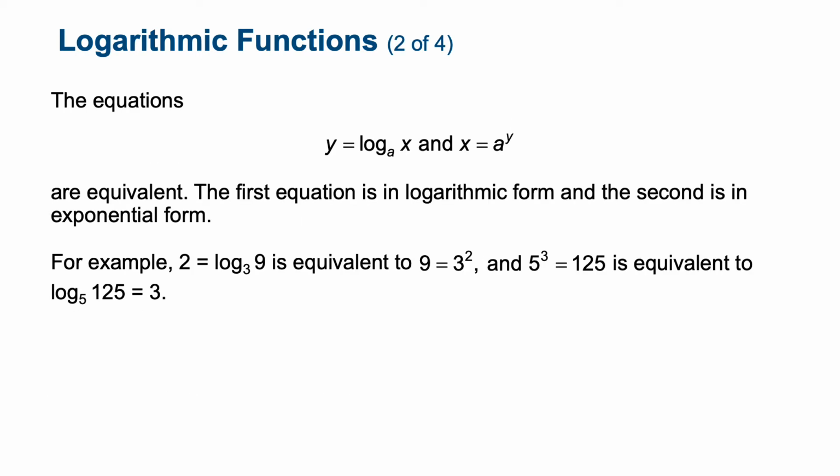So these two equations are equivalent. If you see one, you can automatically assume that the other exists. The first one is logarithmic form, and the second one is called exponential form. So let's say, for example, if 2 equals log base 3 of 9, then you can also say that 9 equals 3 squared, which is true. And if you have 5 cubed equals 125, that's equivalent to saying log base 5 of 125 is equal to 3.